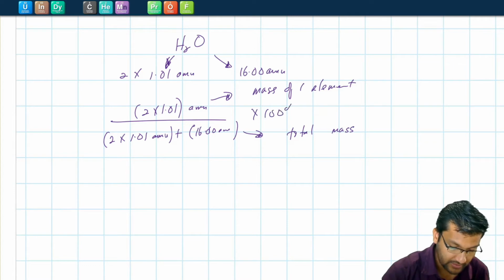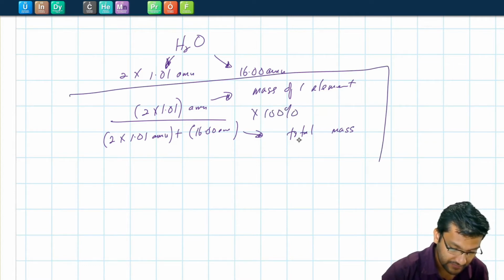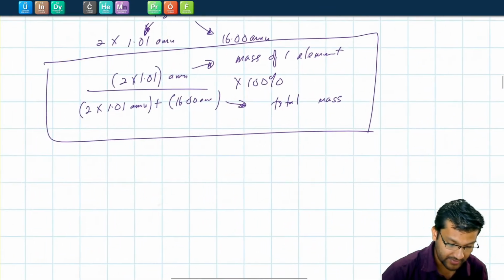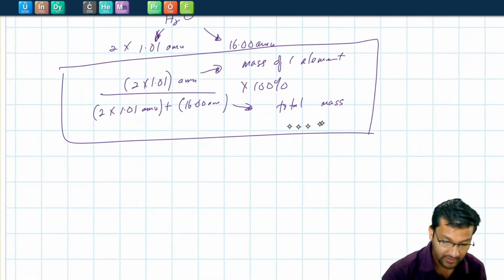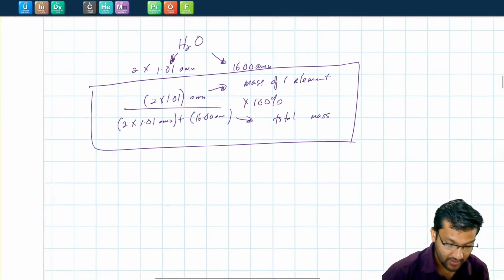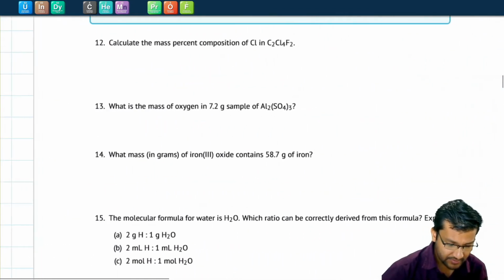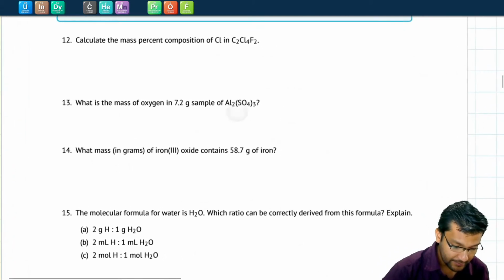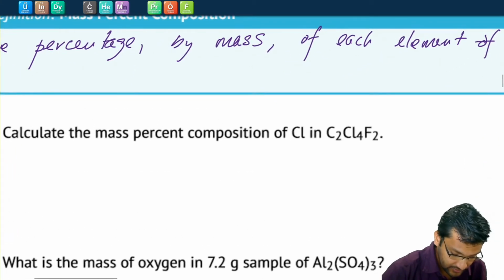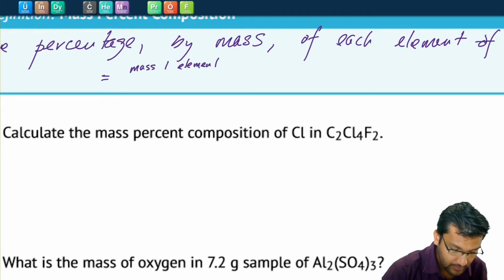and times 100%, right? That is effectively the definition of mass percent composition. It's the mass of one element divided by the total mass times 100%. And whichever element you're taking the mass of is the one that you're interested in. In this case, we're looking at the mass of hydrogen. So let's look at some examples from your worksheet. You can try these by yourselves based off of the definition. So let's write that. It's equal to the mass of one element over total mass times 100%.